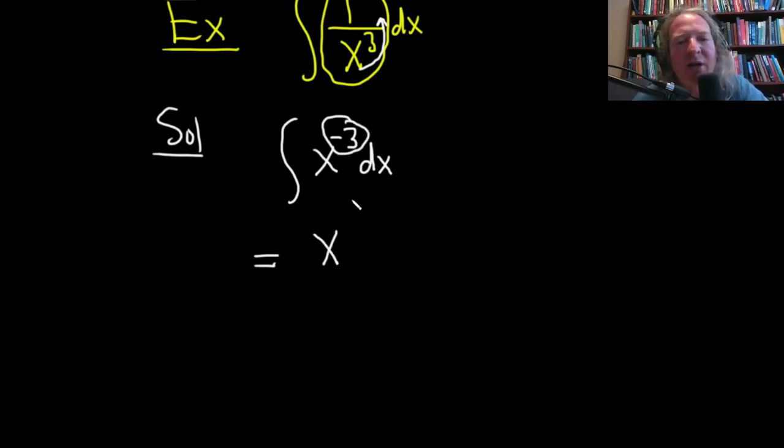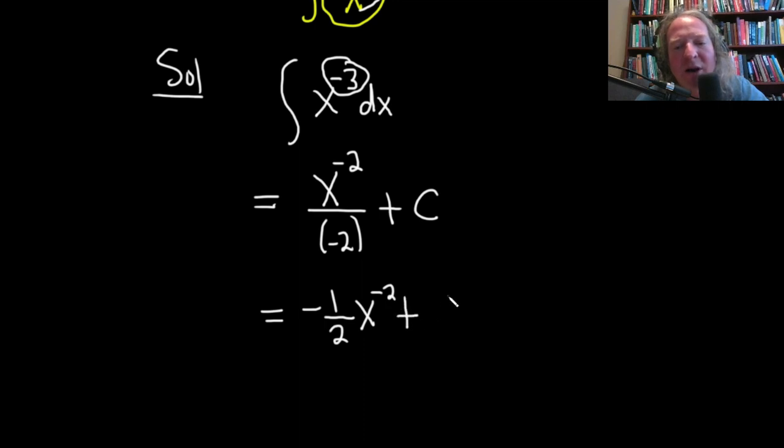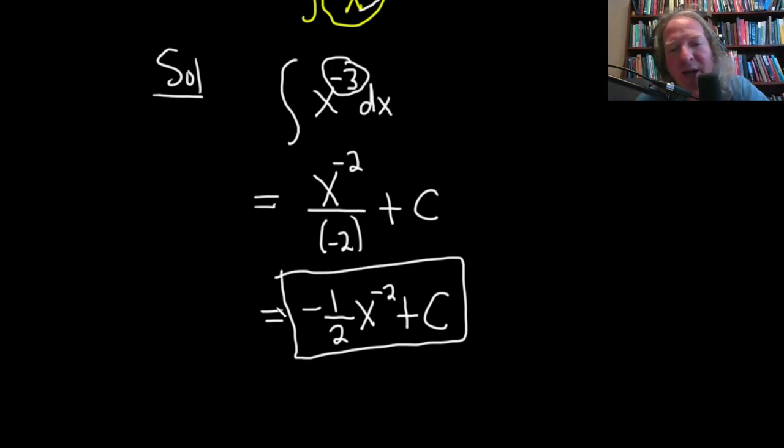So it'll be x, let's see, negative 3 plus 1 is negative 2. Misspoke. We're adding 1. Negative 3 plus 1 is negative 2. And then you divide by negative 2. And then plus our constant of integration. Okay, this is equal to. So now what you can do here is write this as negative 1 half x to the negative 2 plus our constant of integration, capital C. And that would be a perfectly acceptable way to write the answer. Some people would prefer to do this.